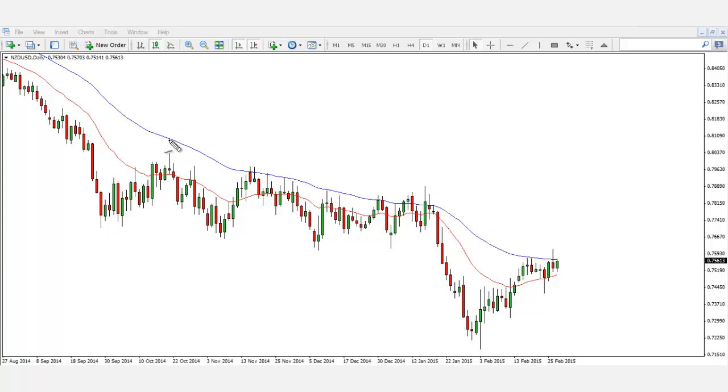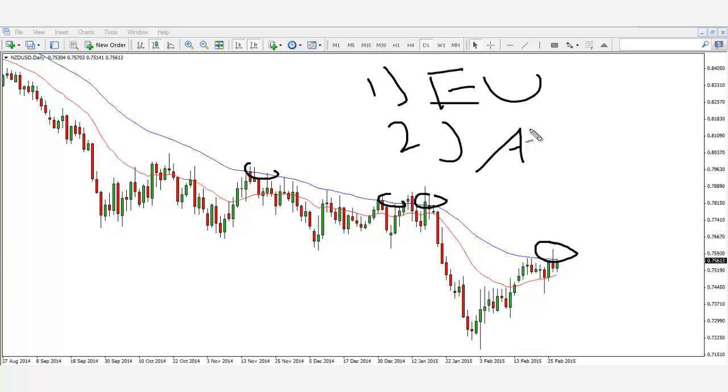As you see, the number of times it tested the 50 period moving average is pretty numerous, compared to the Aussie and Euro. You only tested the 50 period moving average, I would say, once or twice, or not at all. So the New Zealand dollar is also pretty strong, but not as strong as the pound dollar. So in terms of relative strength, in terms of the best pair to match against the US dollar, in my list would be number 1, the Euro dollar to short. Number 2 is the Aussie dollar.